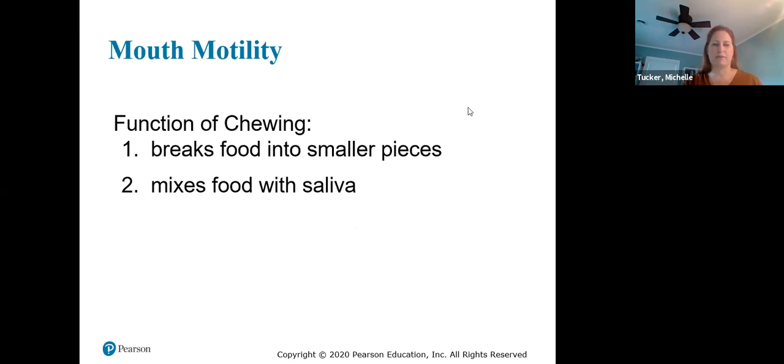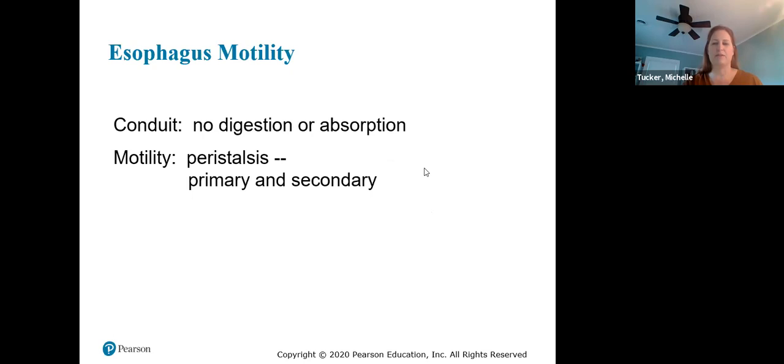So for the mouth, we're going to chew food into smaller pieces, form that food into a bolus using saliva, and then using the swallowing reflex, which we'll get to in a few slides, that will propel that food bolus through the laryngopharynx and then down to the esophagus, where it will keep going until it reaches the stomach. The esophagus's main function is peristalsis. Primary is that swallowing reflex, and secondary is to continue the movement of that bolus.